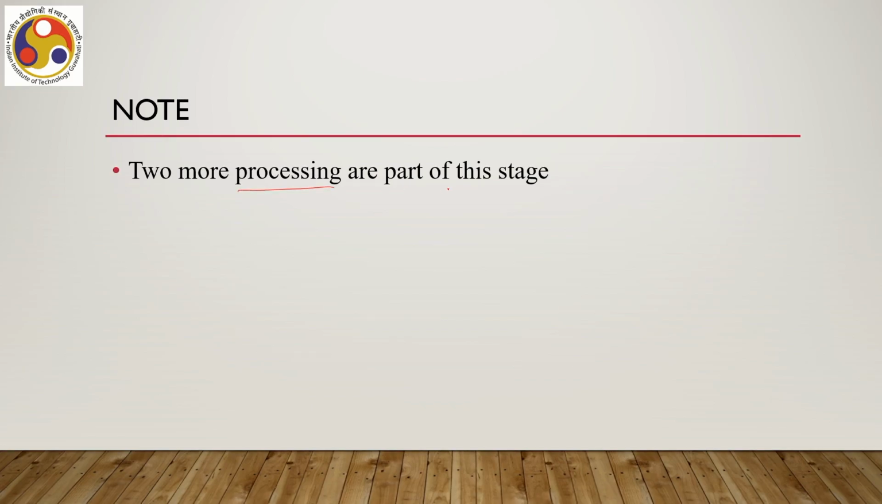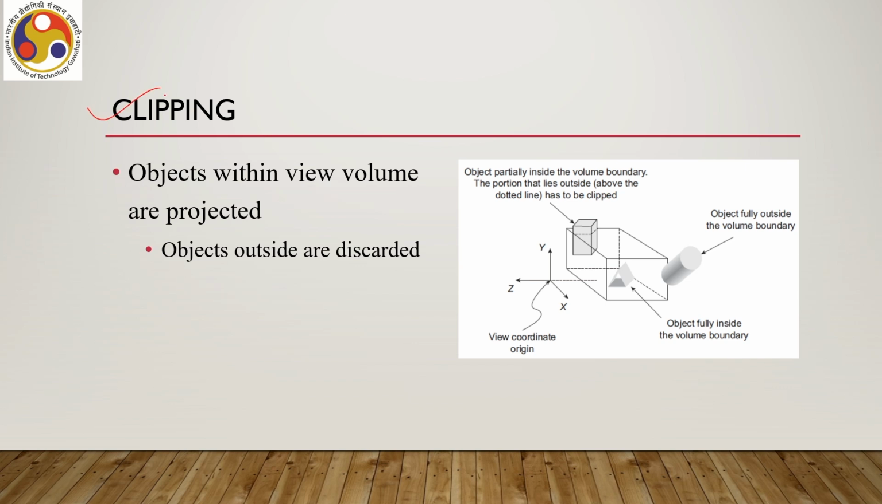Here we should note that there are two more processing steps that take place in this stage, which we have mentioned earlier. One is clipping, one is hidden surface removal. In clipping, we define a view volume, and the objects that lie outside the view volume are removed or eliminated; only the objects that are inside are retained. It is done before projection, because then the projection operations need to be applied on a smaller number of vertices, and the corresponding computational complexity will be reduced.